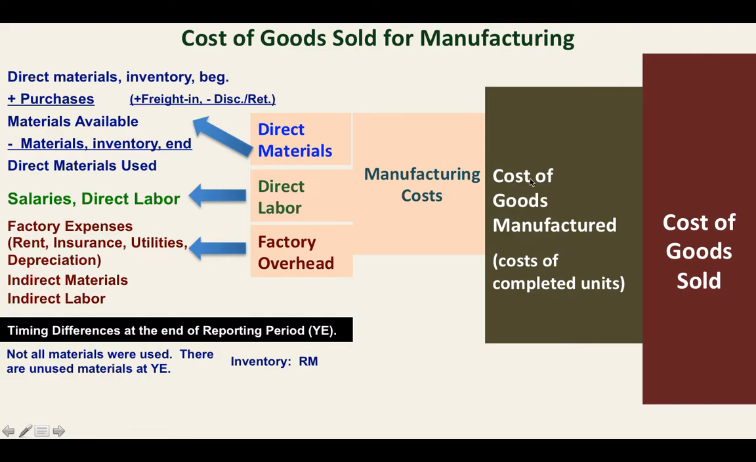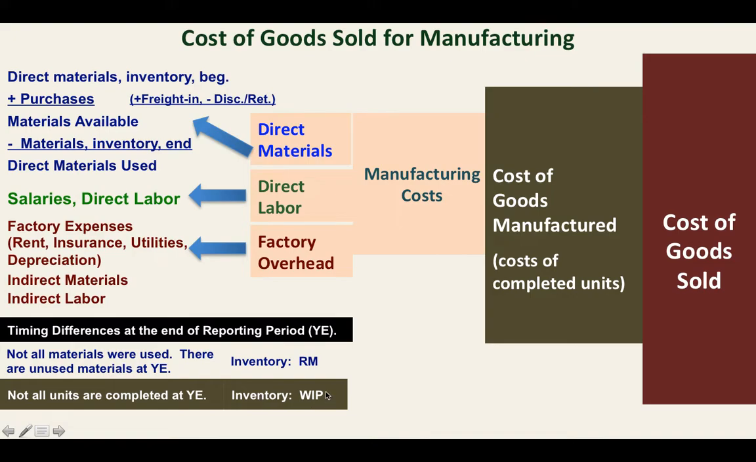And if you were able to sell all the items that you have manufactured, that will also be your cost of goods sold. However, class, not all units are completed at year end. So from last year, there is a high probability that some units were not completed. Those units that were not completed are called the work in process.